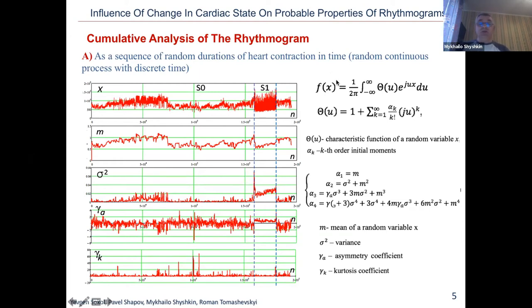Such a probability distribution in the general case can be represented in the form of inverse Fourier transform of the characteristic function theta of the random variable. In turn, theta can be represented as an infinite series whose elements linearly depend on the initial moments alpha. On the other hand, the initial moments can be expressed in terms of centered standard numerical characteristics like central moments or cumulants.